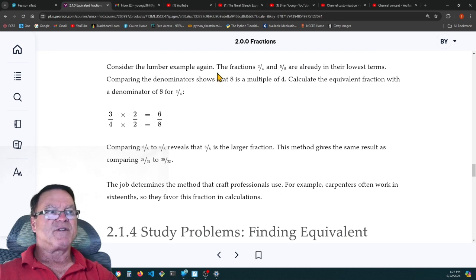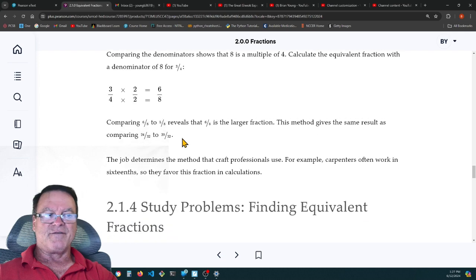It says, consider the lumber example again. The fractions 3/4 and 5/8 are already in their lowest terms. Comparing the denominators shows that 8 is a multiple of 4. Calculate the equivalent fraction with a denominator of 8 for 3/4. So 3/4 times 2/2 equals 6/8. Now we can compare 5/8 and 6/8. It's very easy to see that 6/8 is larger than 5/8.